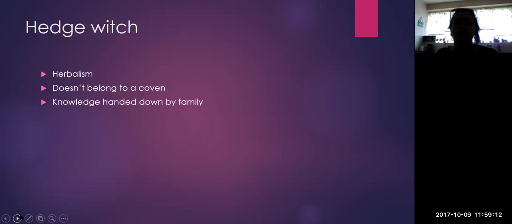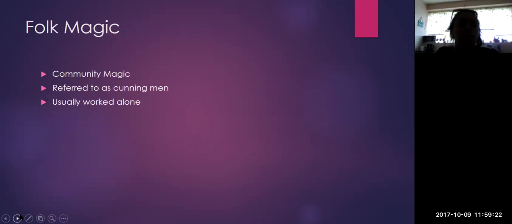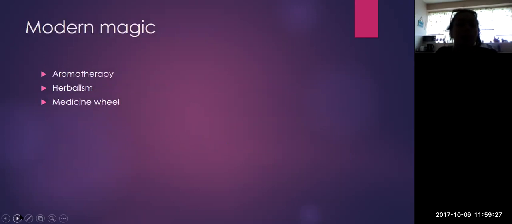Hedge witches do sort of herbalism and tend to be on their own. They don't belong to a coven, and their knowledge is normally bloodline, so it's handed down by family. We do folk magic, community magic, and also cunning men. Modern magic: aromatherapy, herbalism, and medicine wheel. If people aren't on that, it's advised to do herbalism one if you like, or aromatherapy, of course, that is free will. These are all commencing very shortly as per the timetable.